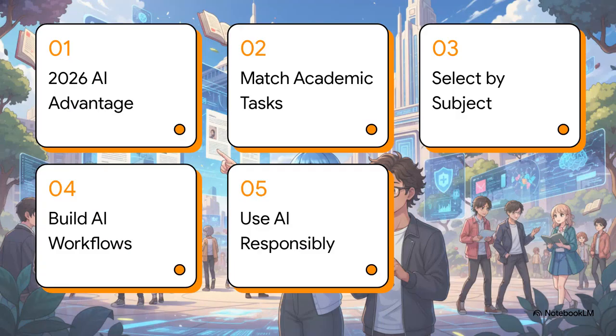All right, so here's our roadmap for today. 1. The 2026 Student AI Advantage. 2. Matching tools to academic tasks. 3. Selecting tools by subject. 4. Building powerful AI workflows. And 5. Using AI responsibly.